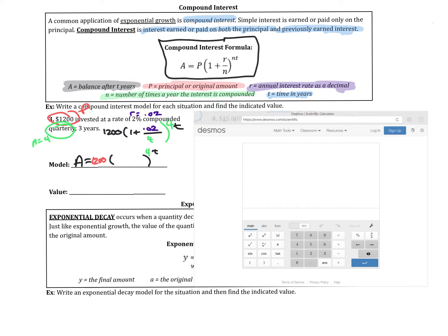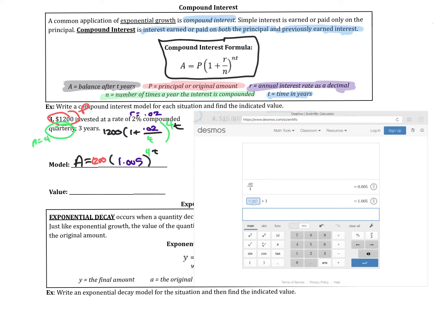So let's hope this calculator is going to work with me. To simplify what's inside, I need to deal with the division first. So 0.02 divided by 4 is 0.005. Oops, I made it mad. And then we're going to add 1 to that. 0.005 plus 1. And that's going to give me 1.005. So that's what's going to go on the inside, 1.005. So now I have my model.